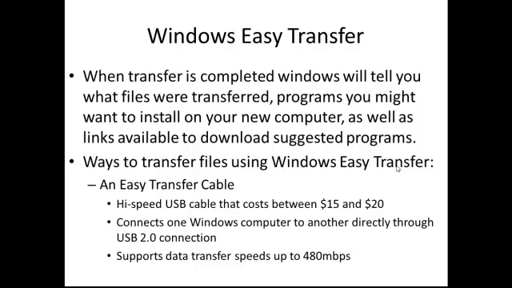Ways to transfer files using Windows Easy Transfer. There's 3 ways. One is an easy transfer cable. This is a high-speed USB cable that costs between $15 and $20 depending on where you get it from. An easy transfer cable connects one Windows computer to another directly through USB 2.0 connection. This cable supports data transfer speeds up to 480 megabits per second.